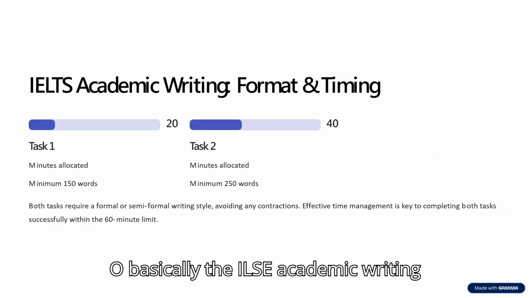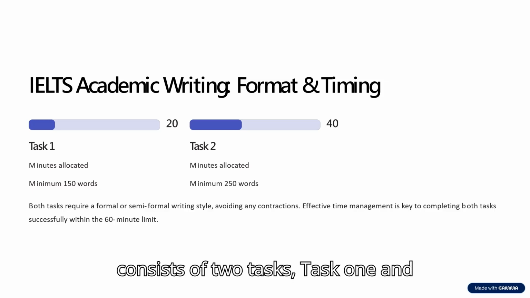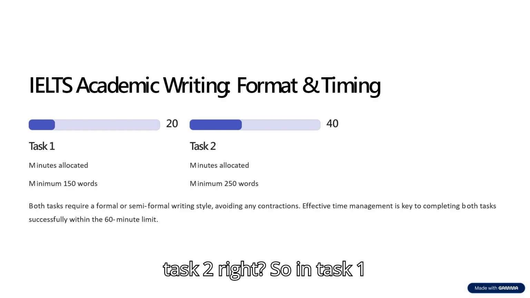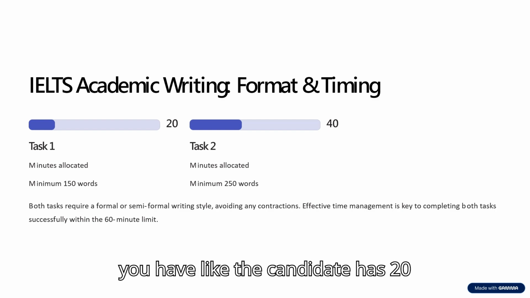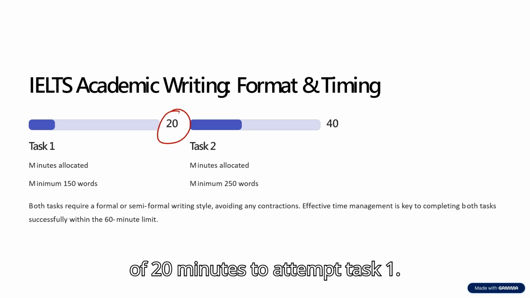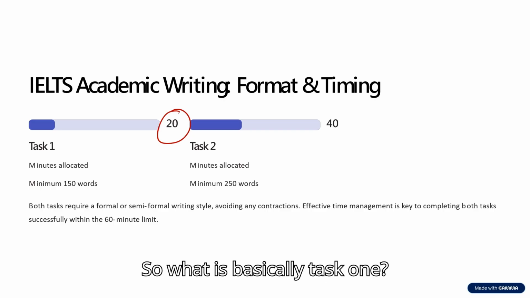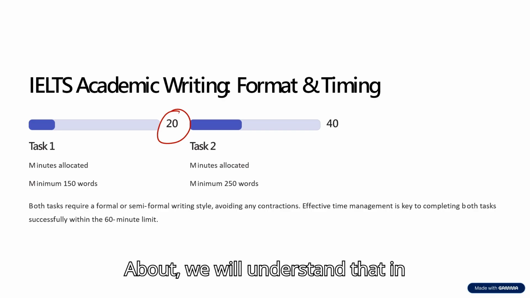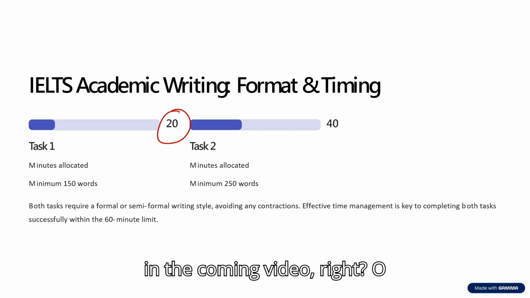So basically, the IELTS academic writing consists of two tasks, task one and task two. In task one, the candidate has a maximum of 20 minutes to attempt it. So what is task one about? We will understand that in the coming video.